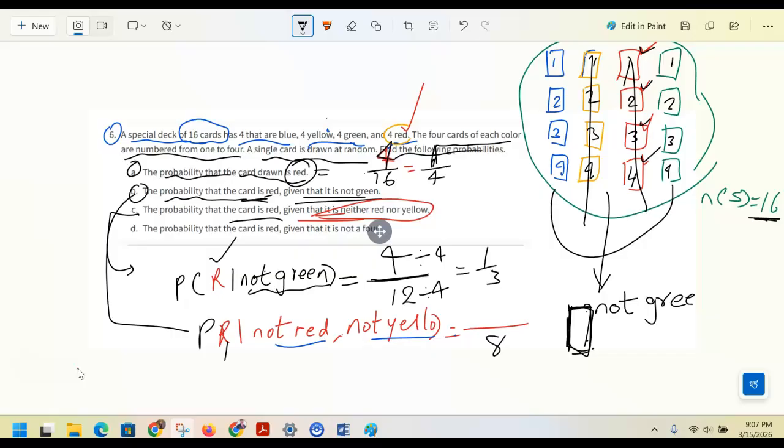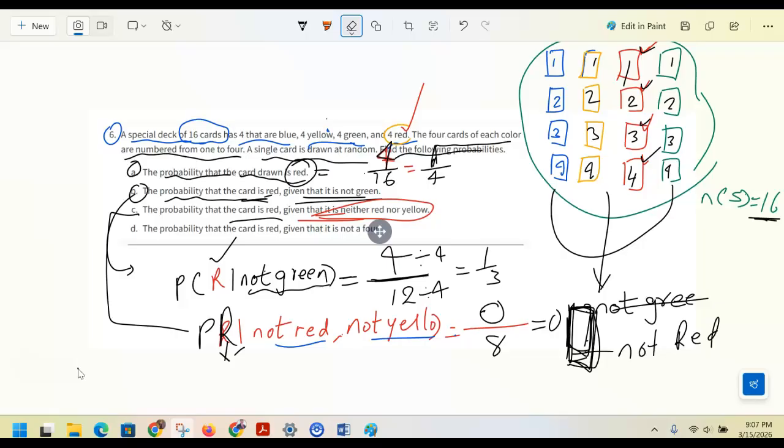And what is the chance that it's going to be a red card? But since the card selected itself is not red, if this itself is not red, how can the card be a red card? So the numerator is zero because it is already told to us it's not a red card, and you want to say it's a red card. So that's not possible. So we say this answer is zero.